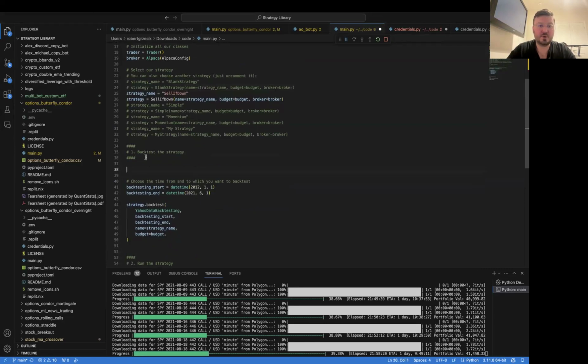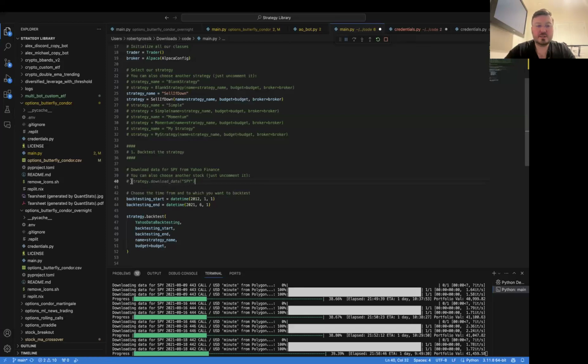Let's say I'm writing in GitHub Copilot. Let's say I want to download data for SPY from Yahoo Finance. I could type that in, and then it will automatically start doing this stuff for you. It starts writing all this code, strategy, download data, automatically writing all this code for me. It's not perfect. Notice I have to correct it a little bit here.